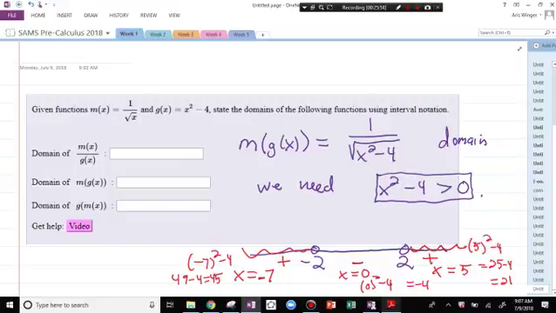Questions about that? Set the denominator equal to 0, do a number line, pick values, and only take the positive stuff.